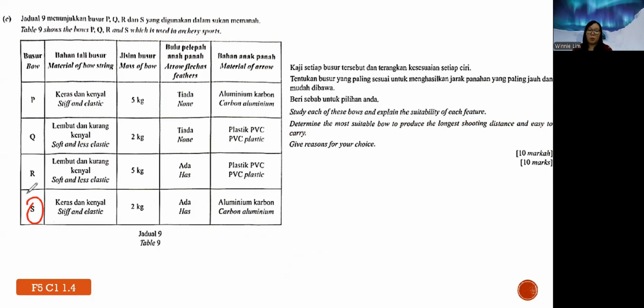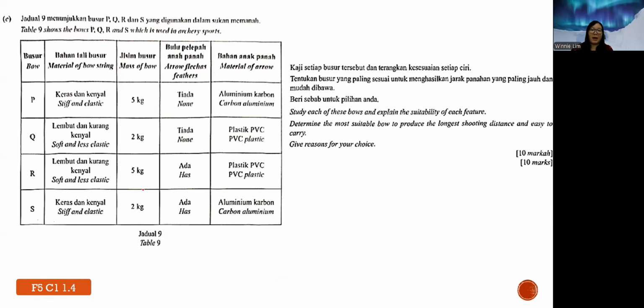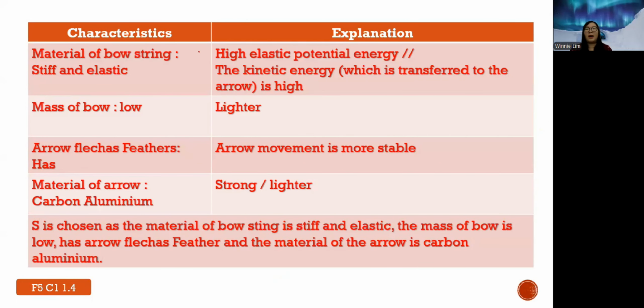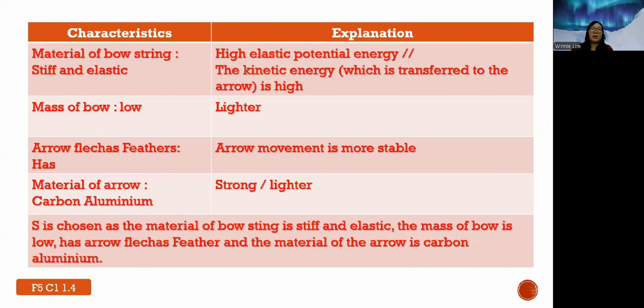Like teacher said, the moment you choose correctly, you can get 6 out of 10 marks with the correct way of answering. So you should construct a table. Then on the left hand side, you write the characteristics for S, everything for S. Understand? Stiff and elastic. Why? So you can store more elastic potential energy and then change it to higher kinetic energy. Then mass of bow low. You don't write 2 kg. Understand? Don't write a number, only describe. Because if I have a bow which is 1.5 kg, is this better? 1 kg, is this better? Yes. So that's why we just describe low.